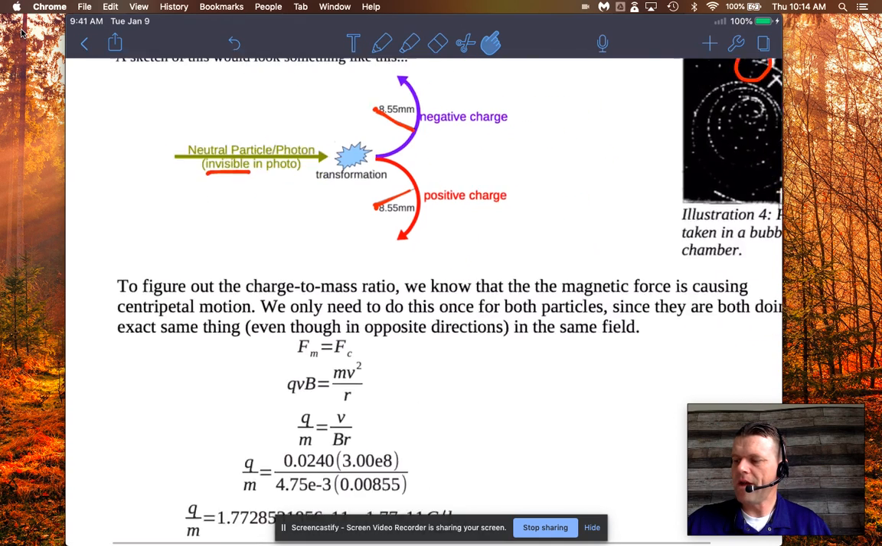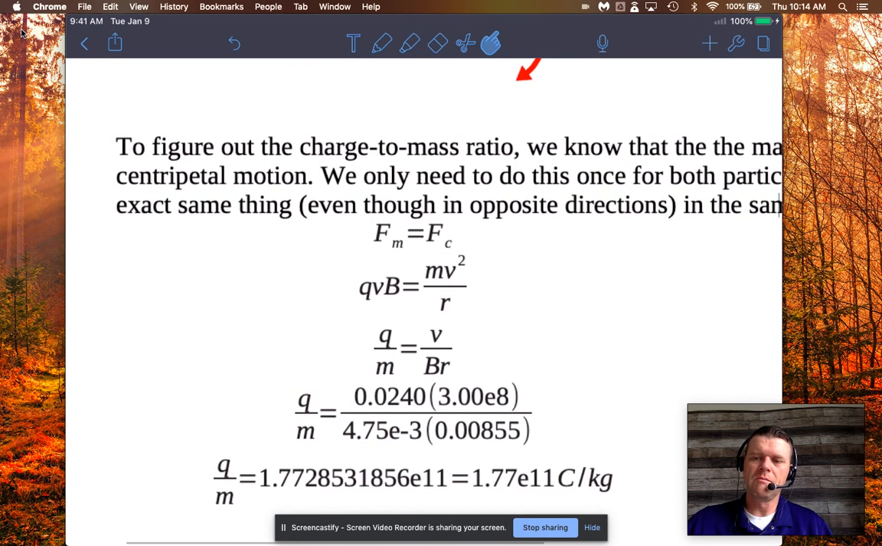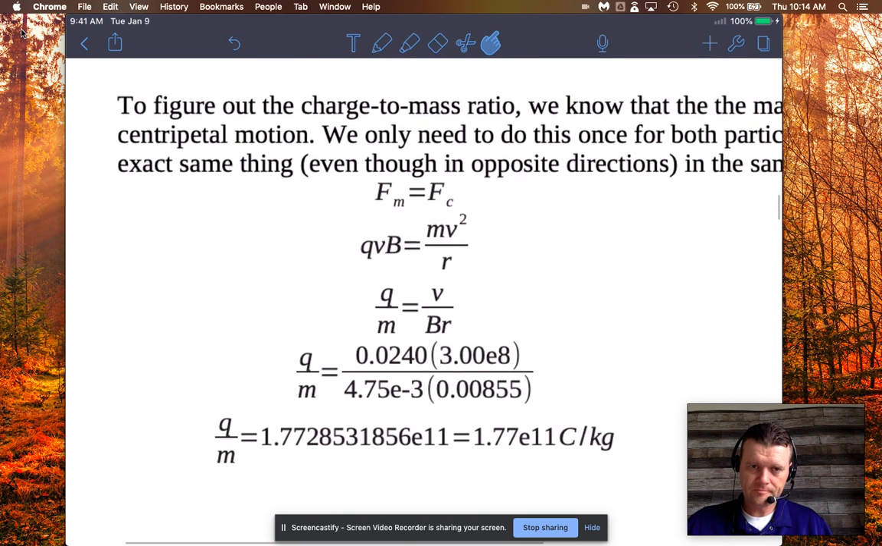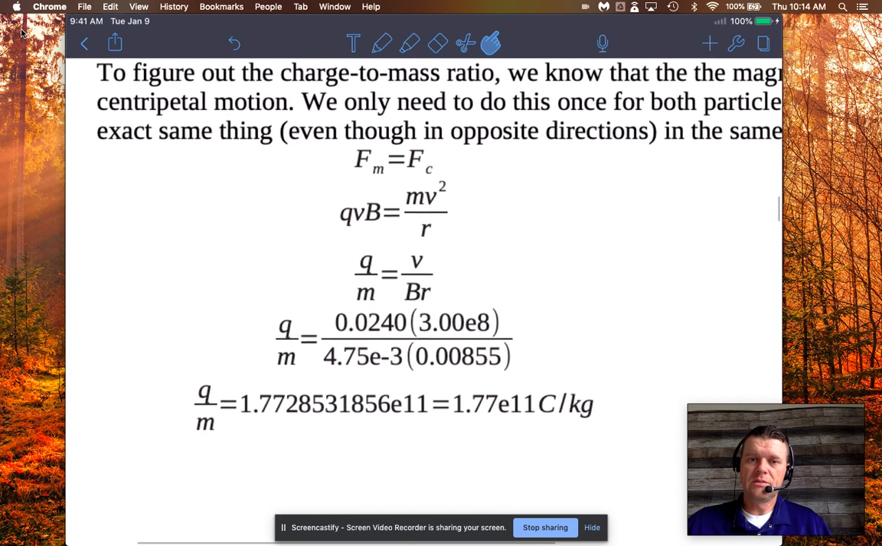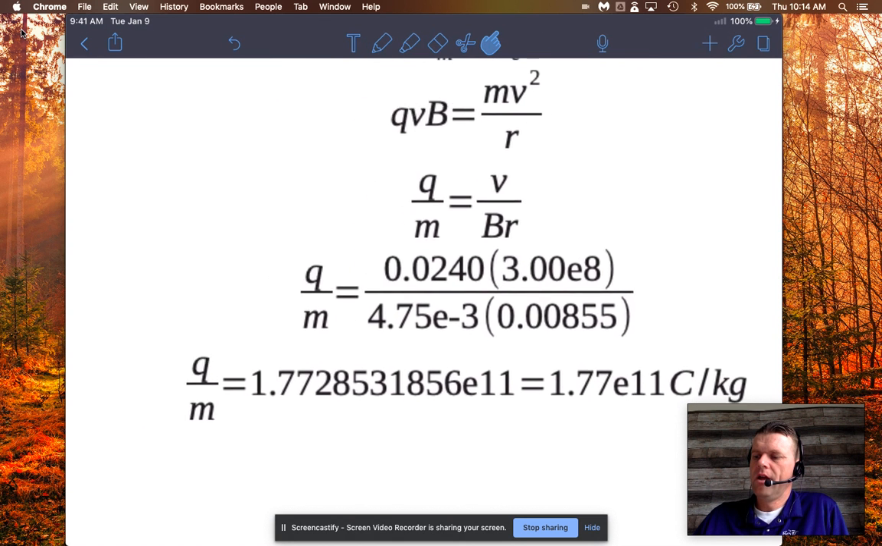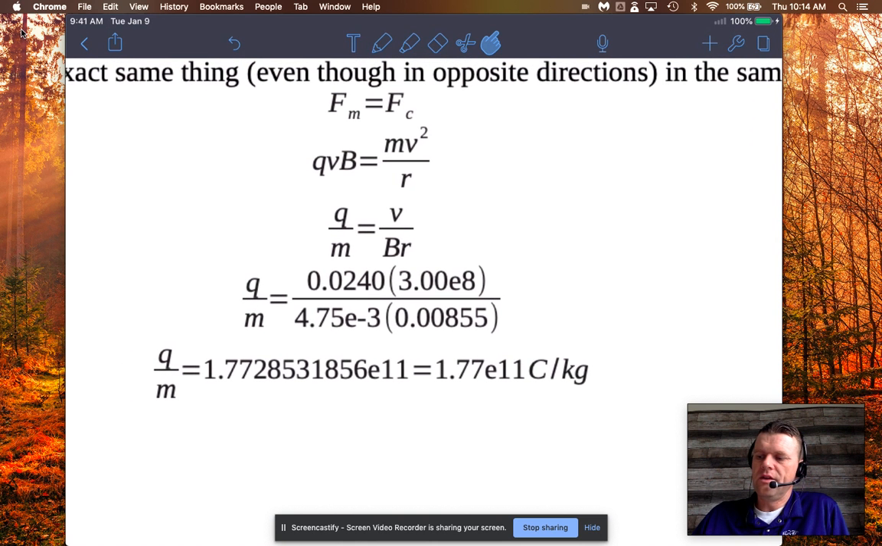So to figure out the charge to mass ratio with all those numbers, we just do the same thing that you did with Thomson's apparatus. Same thing: the magnetic field is causing centripetal force. In this case, we could argue we don't know exactly what the charge is or exactly what the mass is. All we're able to measure is the velocity of the particles coming in. But then you get this number, 1.77 times 10 to the 11th coulombs per kilogram. This is basically the charge to mass ratio for an electron.